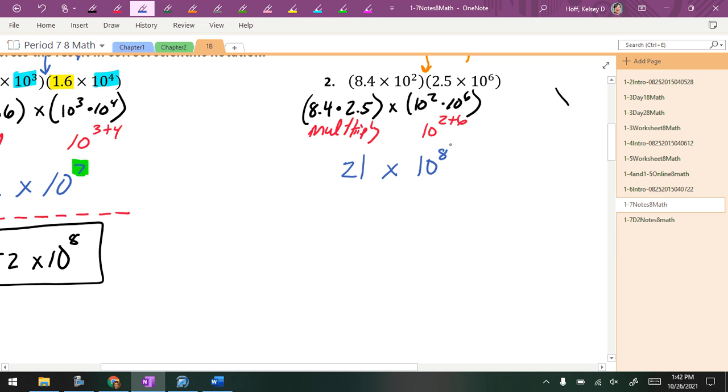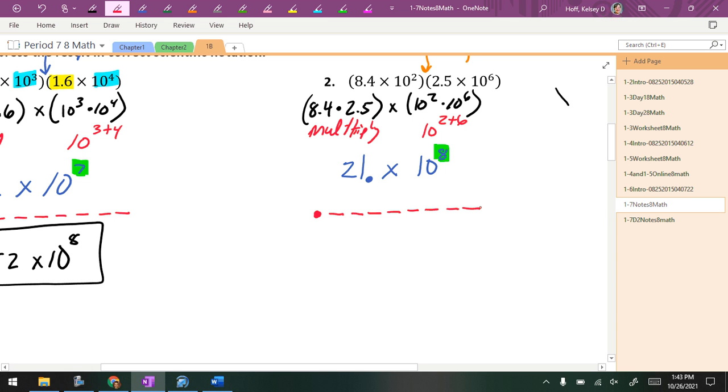Hey, on 21, where is my decimal? At the end, like here. So with that, are we proper scientific notation? No. How many numbers are in front of the decimal? 2, and I can't have that. So now I need to create a dash diagram. How many dashes do I have? 8. So I have a decimal. 1, 2, 3, 4, 5, 6, 7, 8.